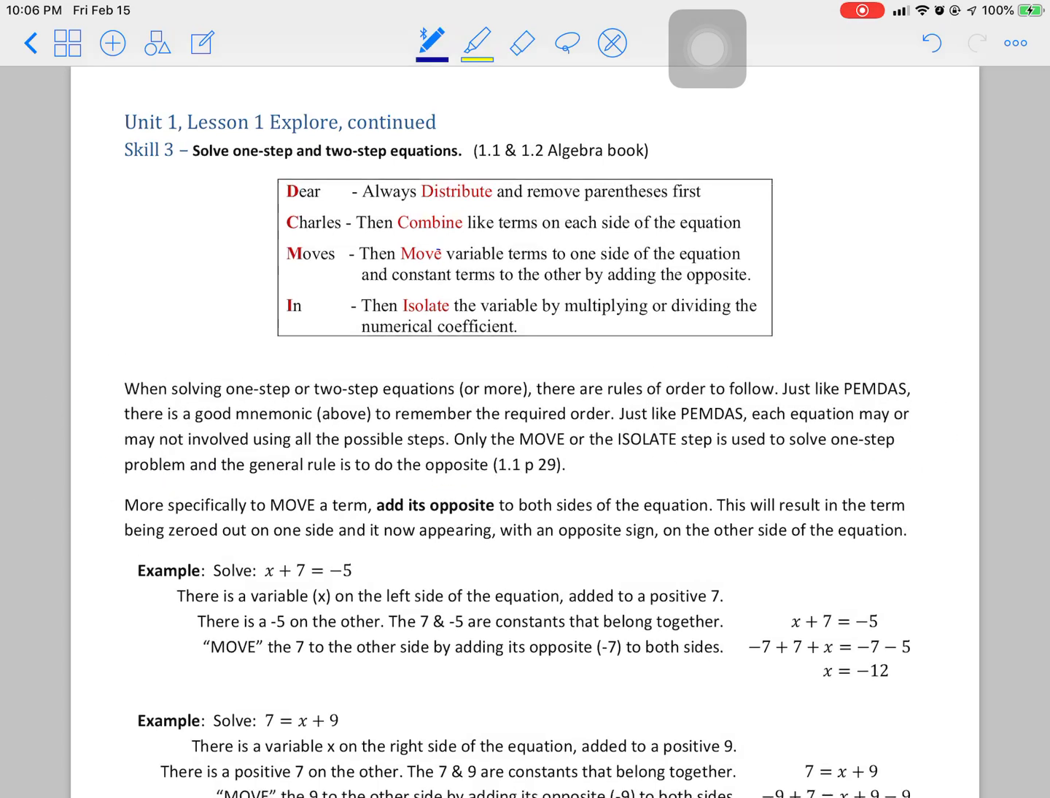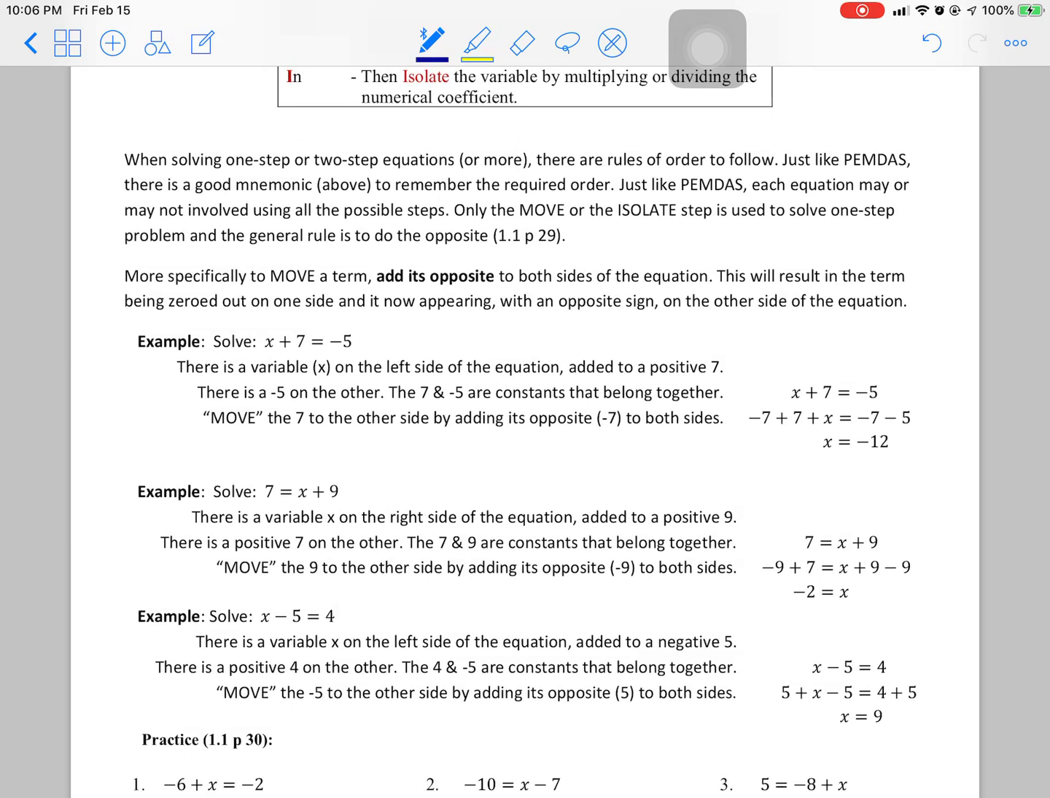All right. So let's look at these examples. x plus 7 equals negative 5. There's a variable x on the left side of the equation, and it's added to a positive 7. Okay? There's nothing to distribute. There are no like terms to combine, so we're going right to the move step. All right? On the other page, we did distribution and combine like terms. Now we're going to do the move.